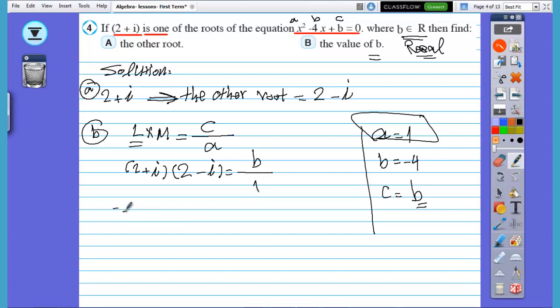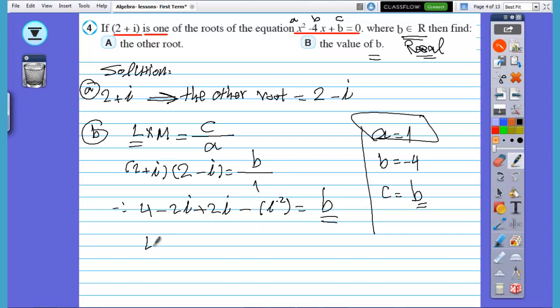So, you know, when you multiply 2 plus i multiply 2 minus i, we multiply first by first. Okay, 2 multiply 2 equals 4. 2 multiply negative i, negative 2i, plus i multiply 2, 2i. i multiply negative i, negative i square. All of this equals b over 1, which equals b. The right hand side equals b.